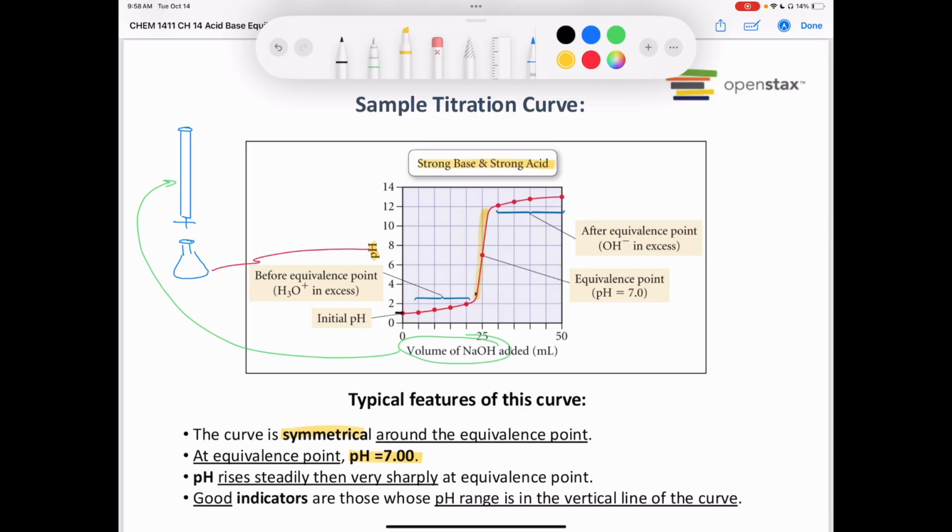So good indicators are going to be ones whose pH is in the vertical line of the curve. So if you are looking for an indicator, and we're going to talk more about indicators later on, you're going to look for an indicator that's going to have the pH in the range somewhere in here in the vertical part of the curve. So you can see it's actually a pretty big range of indicators that you could use for the titration of a strong acid with a strong base.